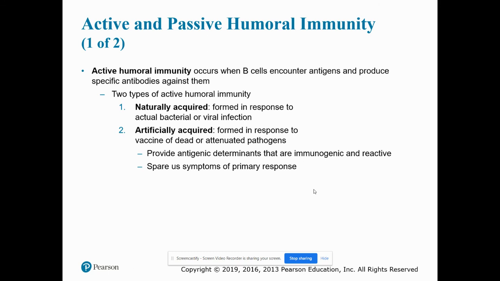So you're still being exposed to the pathogen. It's just either dead or attenuated, and attenuated means changed in such a way that its virulence is not as bad, which just means it's not as dangerous. And it provides antigenic determinants that are immunogenic and reactive, and spares the symptoms of the primary response. So that's what a vaccine does. A vaccine provides antigenic determinants that are immunogenic and reactive, and it also spares the symptoms of a primary response.